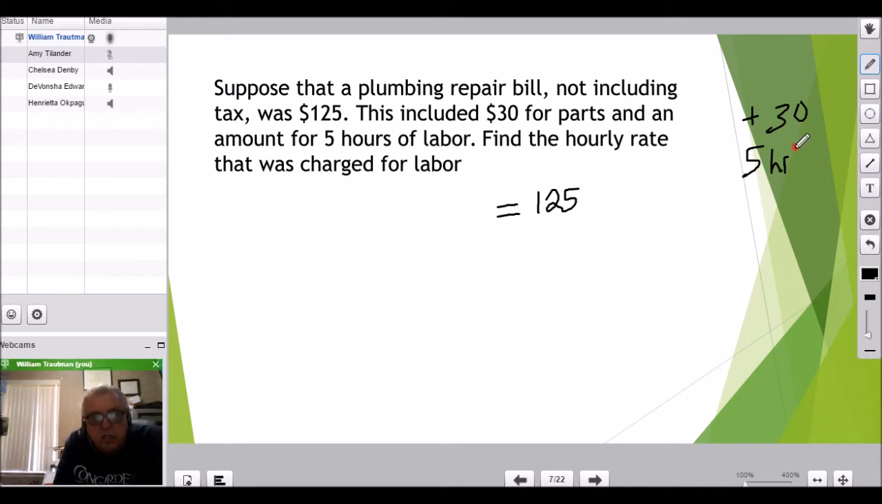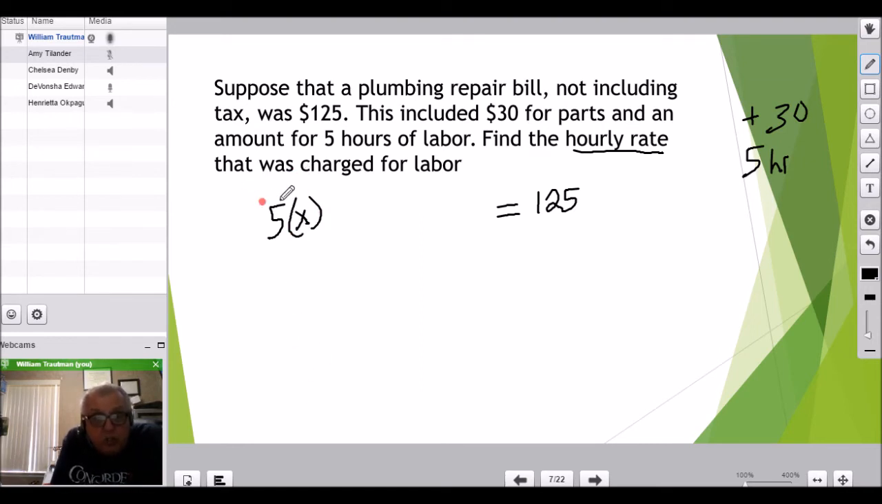Anybody know why they told us that it was a 5-hour job? Because plumbers get paid by the hour. Most people get paid by the hour. So that's what they want to know, your hourly rate. How much is the plumber getting paid every hour? So we know he's going to work 5 hours. And every hour he works, he makes a certain amount of money. I'm going to put 5x, right? X is the amount of money he makes for each hour.